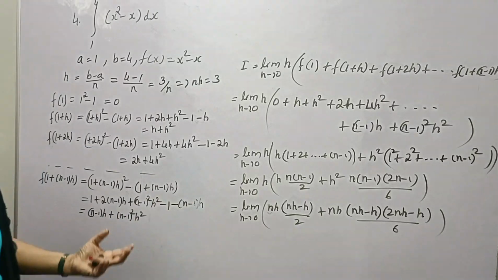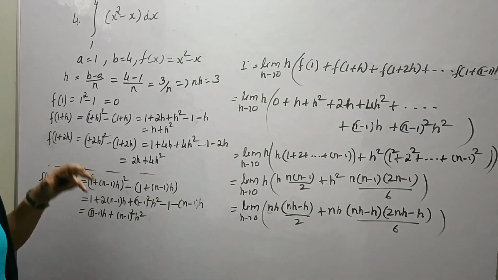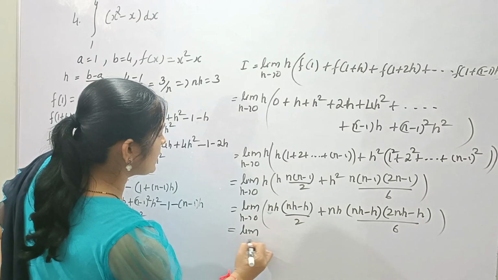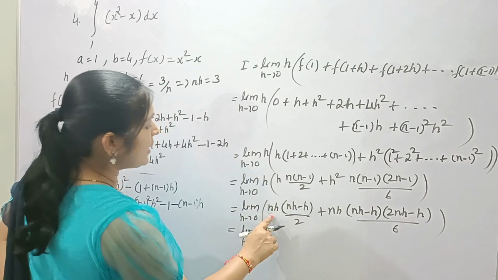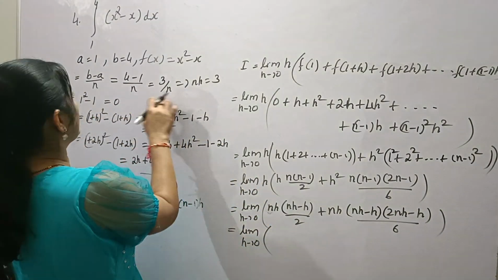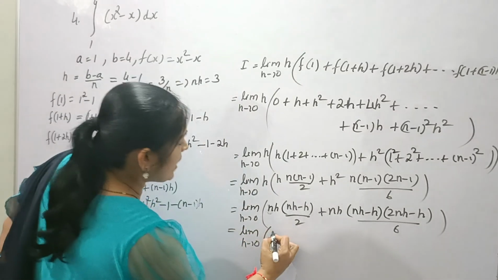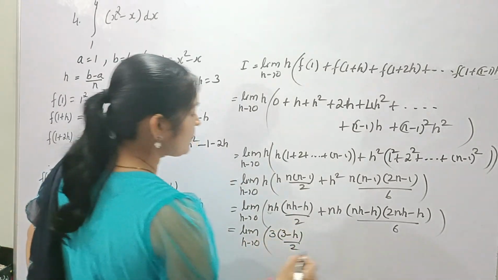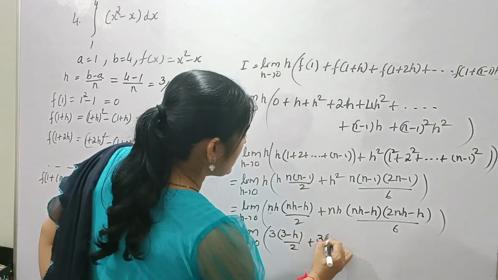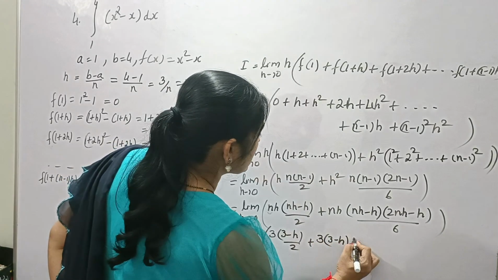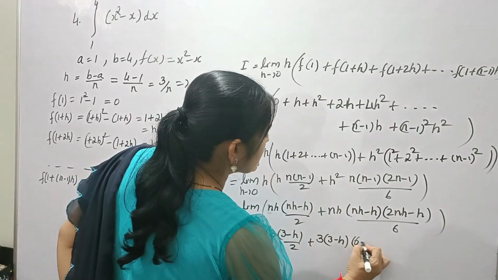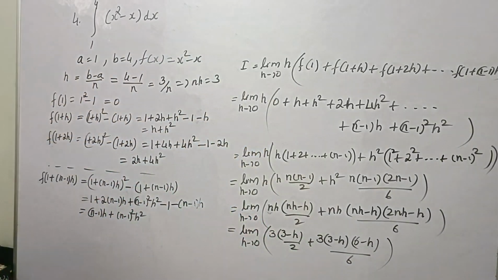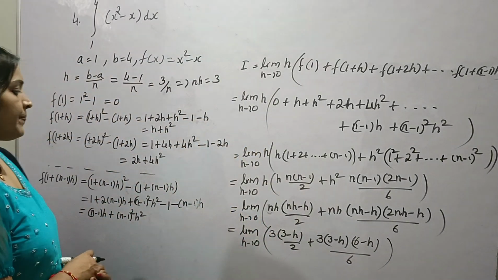Now let's substitute value of nh. After that apply the limit. So here limit h tends to 0. nh is nothing but, sorry, 3. 3 into 3 minus h divided by 2 plus here 3 into 3 minus h into 2 into 3, 6 minus h divided by 6. Okay. That is, now let's apply the limit.